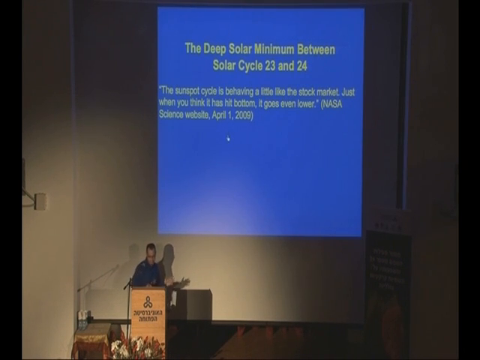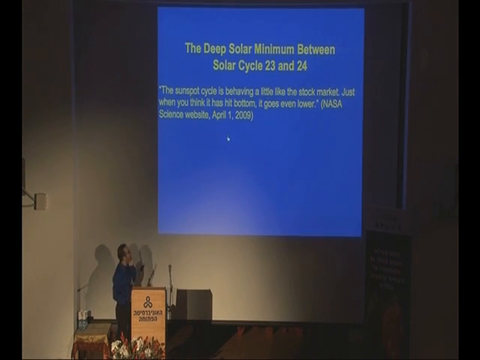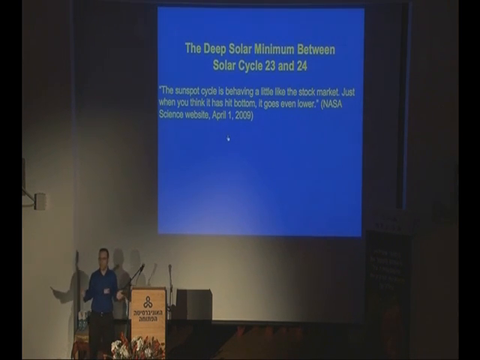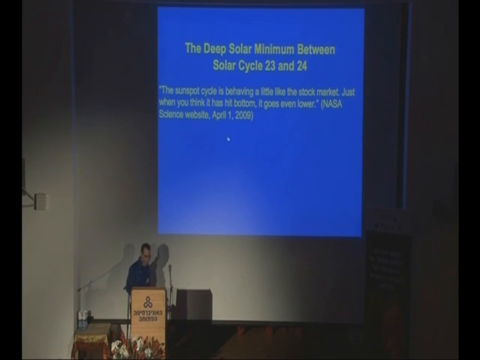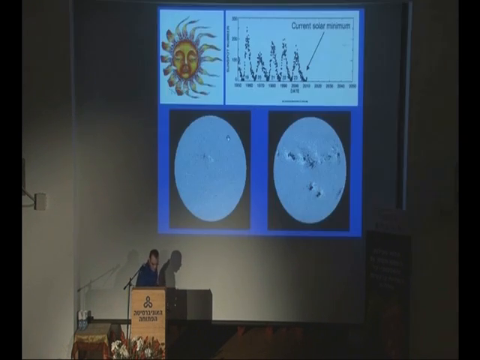So I'm going to talk a little bit about the last deep solar minimum. It was longer than the usual one, and it has some features that I will describe in a second. And this is a nice quote I found on the NASA website. The sunspot cycle is behaving a little like the stock market. Just when you think it hit bottom low, it goes even lower. So that was the situation.